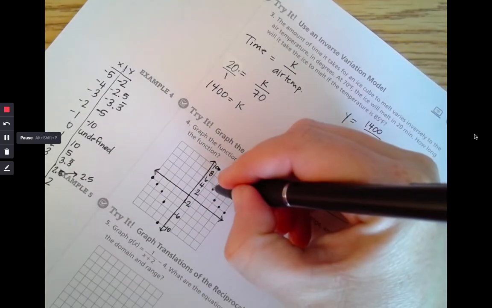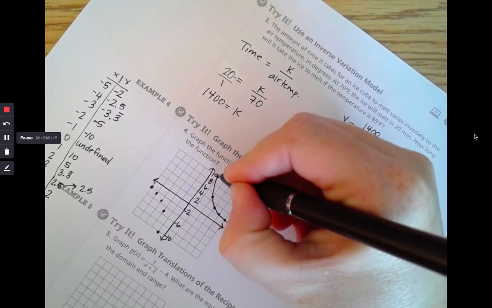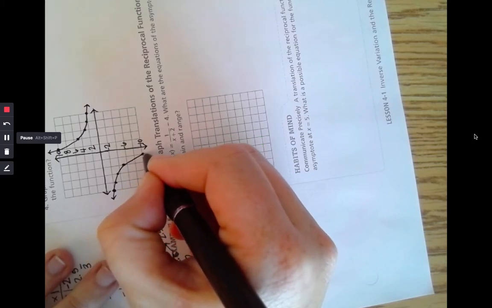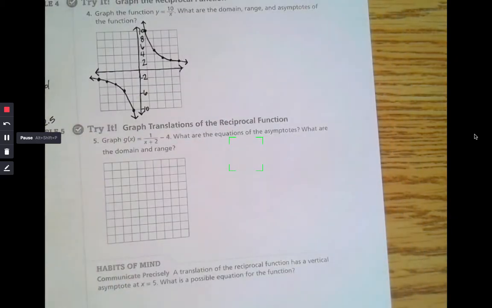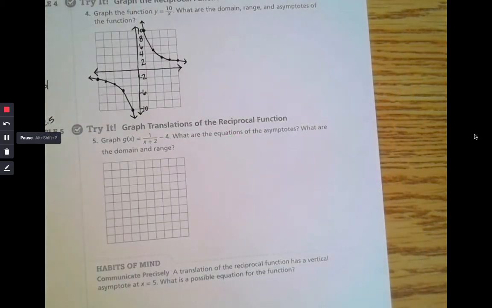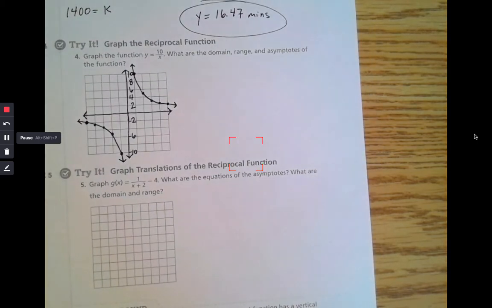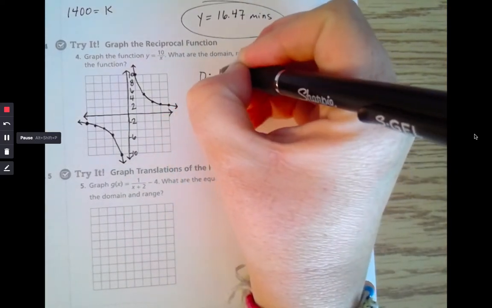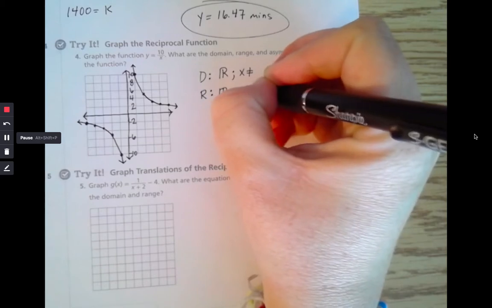I want you to be very careful when drawing these that you do not go past the x-axis or the y-axis, and I'll explain why in a minute. If you put this in your calculator and see the shape of this graph, it would look something like this. This is what they call a reciprocal function. In a reciprocal function, the domain and range are always all real numbers, except x cannot equal something, and all real numbers except y cannot equal something.